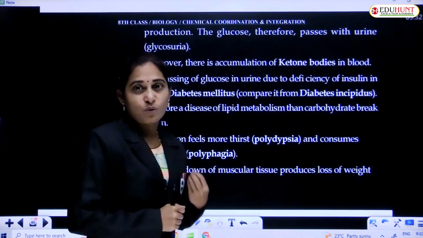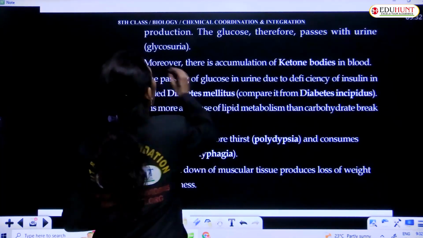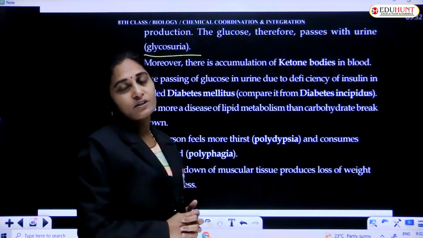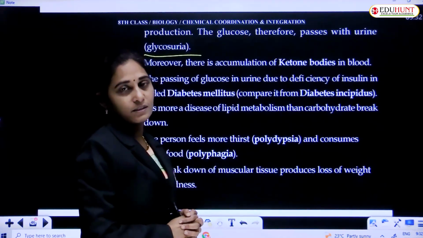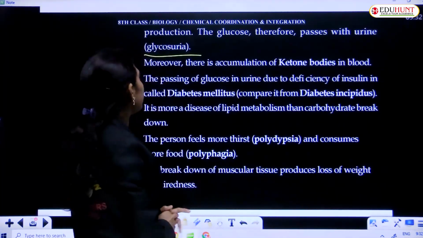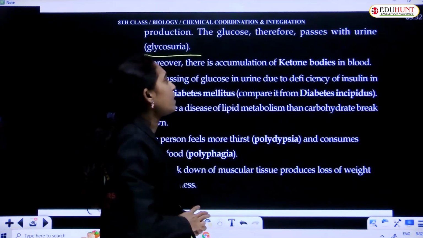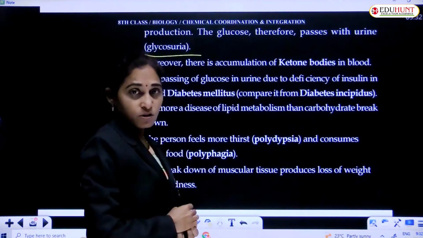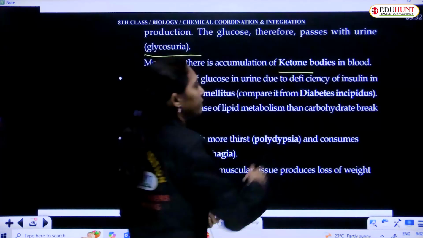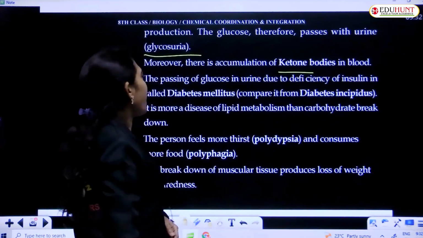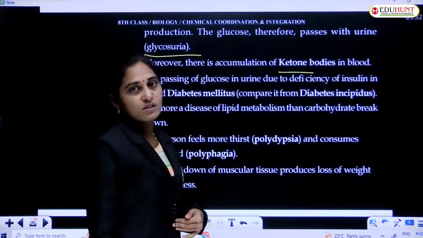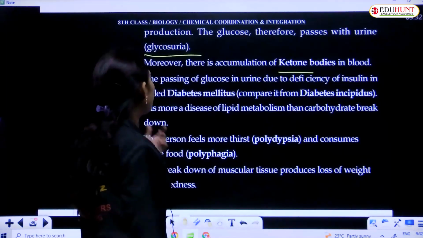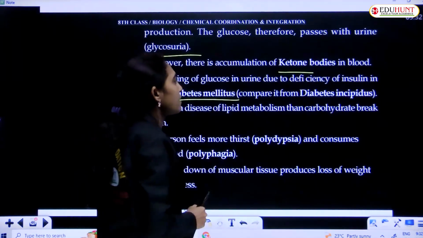And when they pass urine, they pass this glucose through the urine, called a condition called glycosuria. ఇందాక చెప్పాను కదా, glycosuria అంటాము. And moreover, there is accumulation of toxic ketone bodies in the blood, and the passing of glucose in urine due to the deficiency of insulin is called diabetes mellitus.